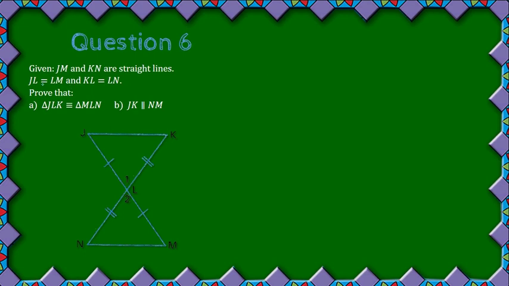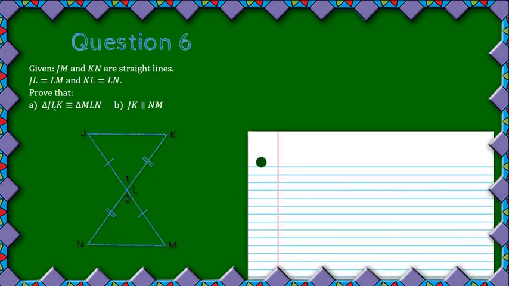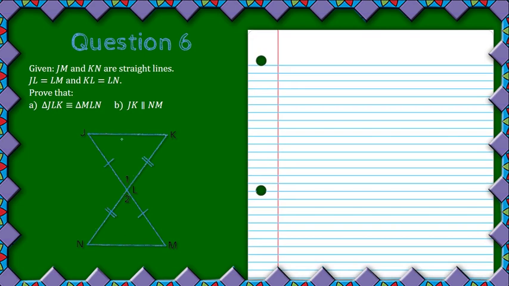Question 6. Given JM and KN are straight lines, JL is equal to LM, and KL is equal to LN. So that's been indicated. All right, now we need to prove that triangle JLK is congruent to MLN.